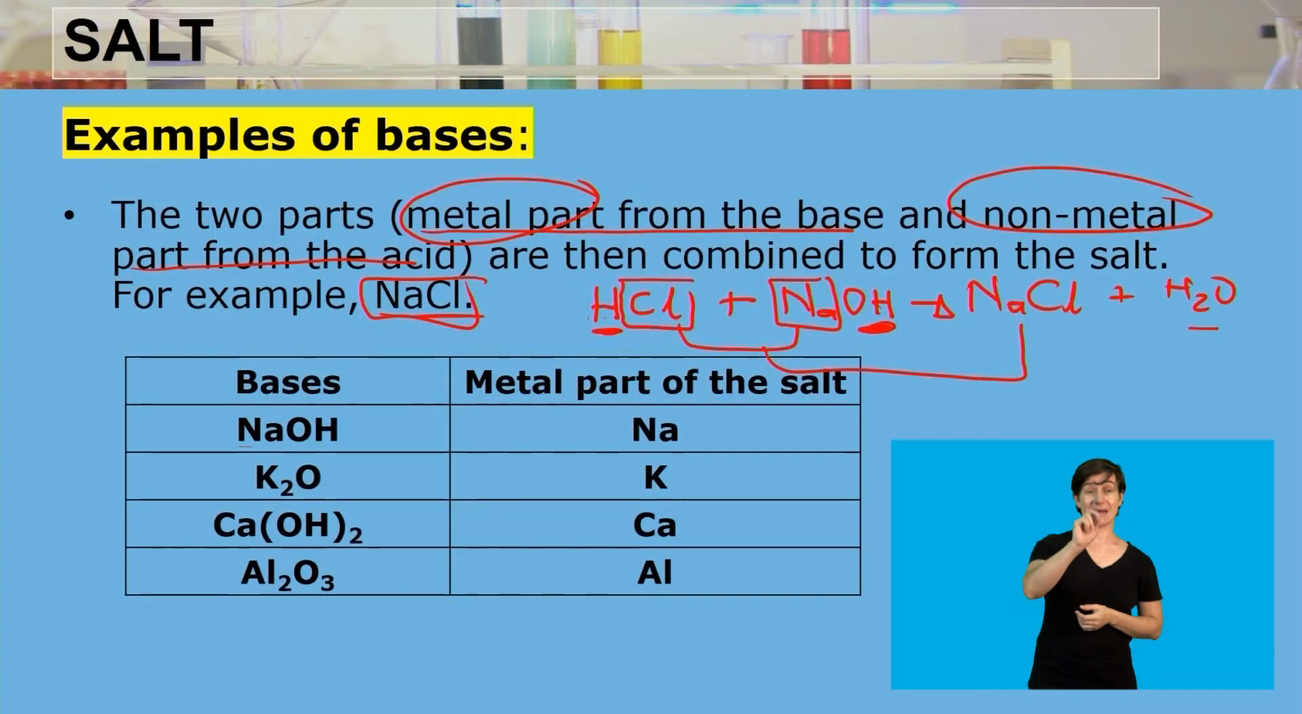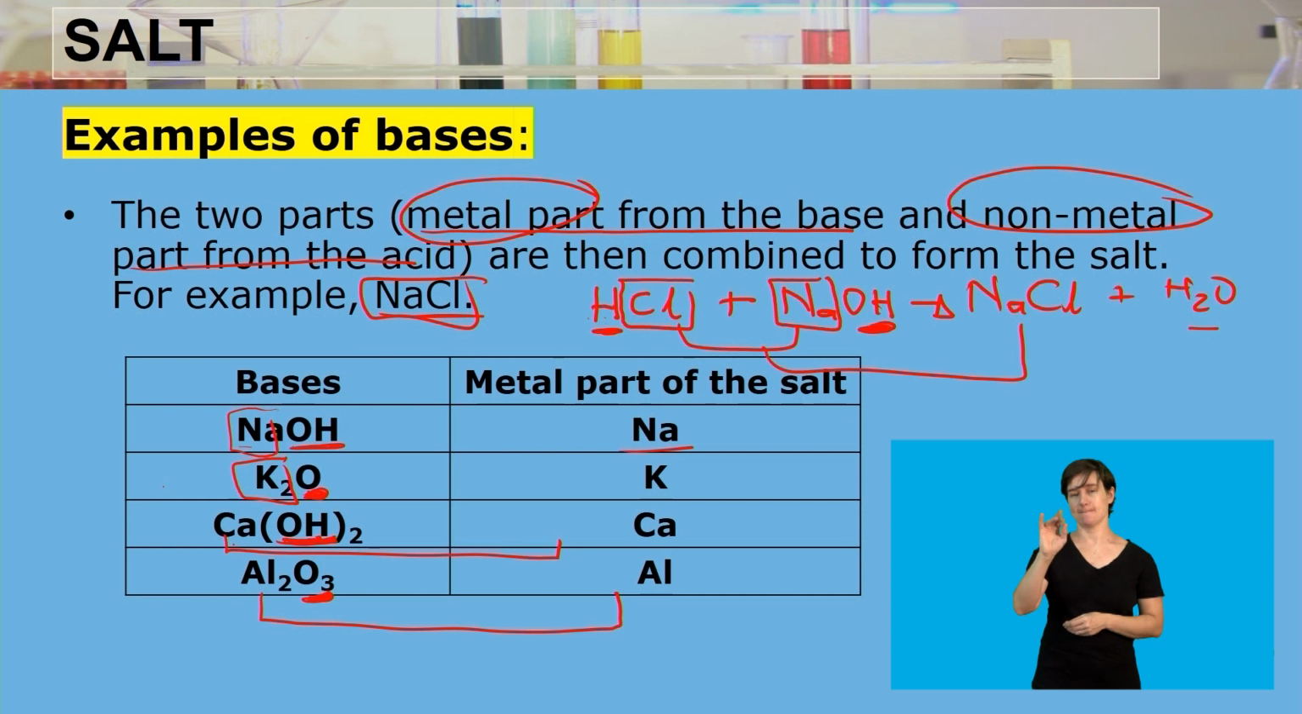The NaOH, as per this example, the OH is going to be donated, then the metal part is going to be the sodium. And then the K2O, the potassium oxide, the oxygen is going to be donated. So this is a metal oxide. The oxygen is going to be donated, then the remainder is going to be the potassium, the K being the metal. And then the calcium hydroxide, the OH is going to be donated, the remainder, the calcium, is going to be our metal. Then aluminum oxide as well, this is our metal oxide, the O is going to be donated, and then the aluminum is going to remain there as the metal.